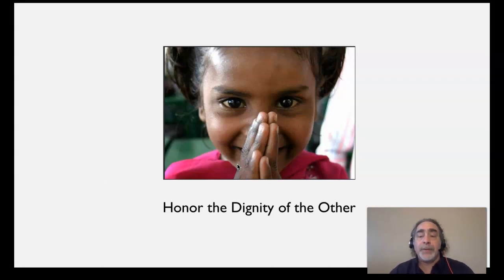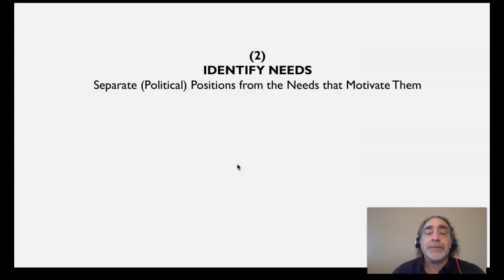Imagine greeting everyone with that gesture, that prayer hands gesture. You don't need to be a religious person to do that. How does it feel to be greeted in that way? It feels honored. It feels as though the other person is caring about you and what's inside of you and honoring you. Adopt that, and we'll have better conversations.